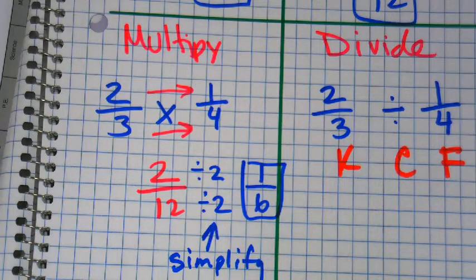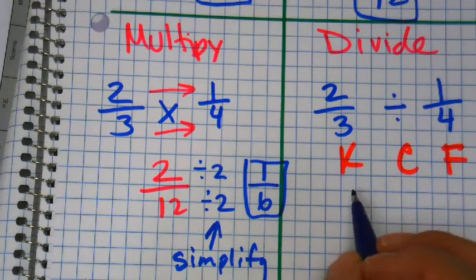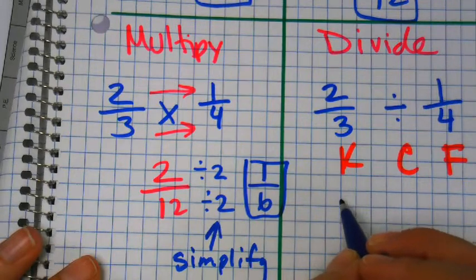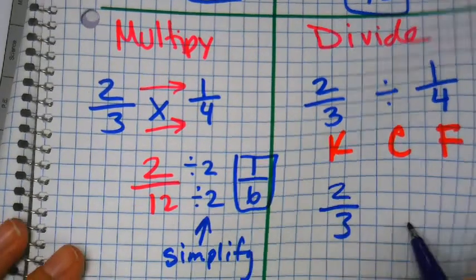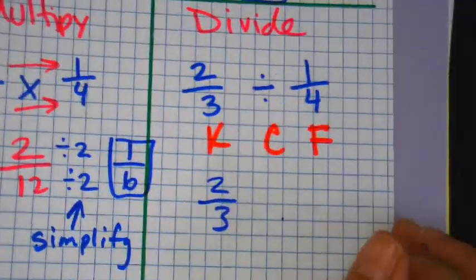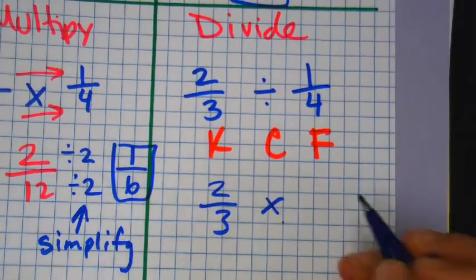All right, so what do I write for my first fraction? 2/3. And then what does division turn into? Multiplication. And what is 1/4?